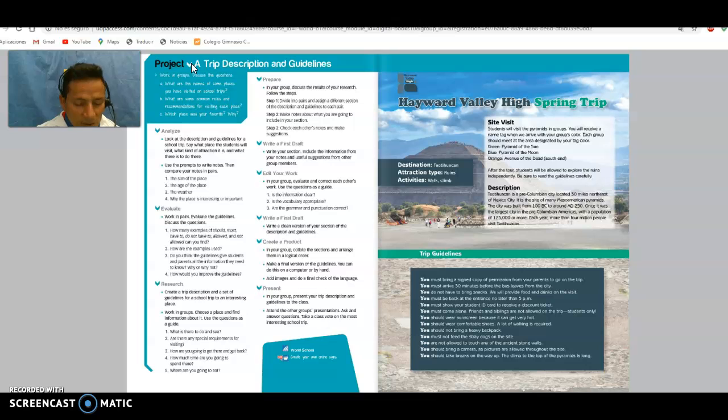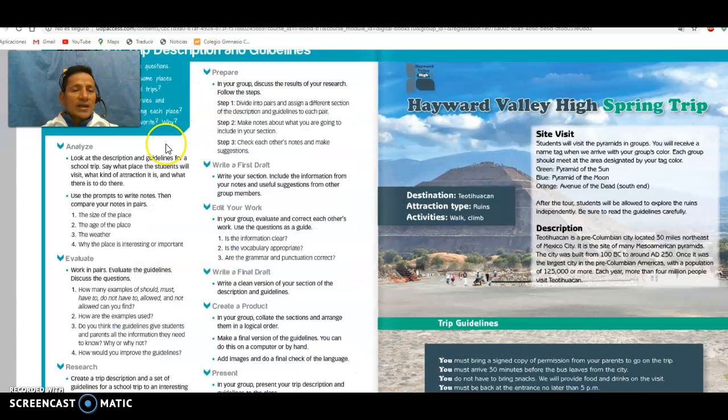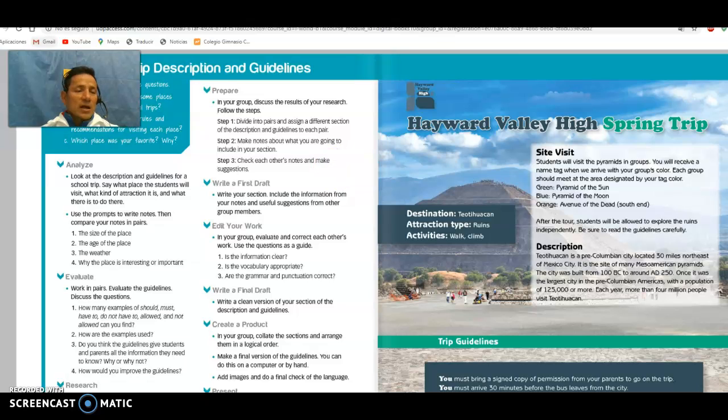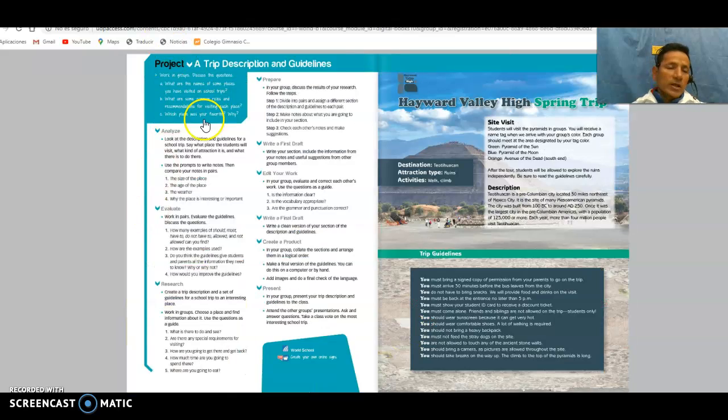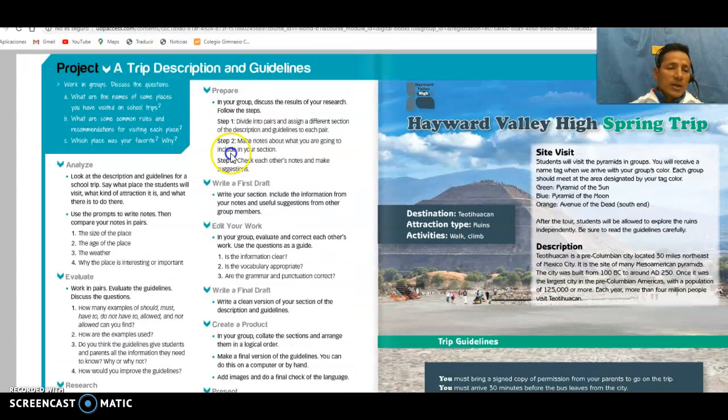So that's what you need to do according to the project: to write about a specific place that you want to visit or you have visited already. One of the examples is about this. These three questions I want you to answer here or in your notebook. So you can write below this.